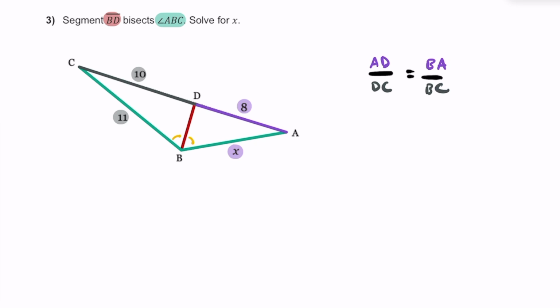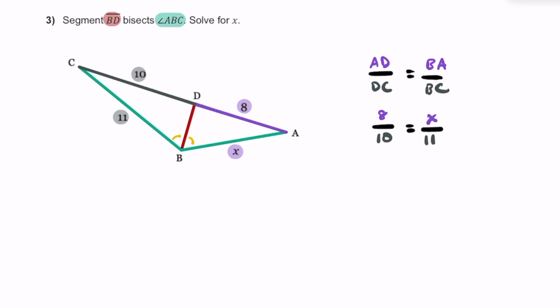If we go ahead and make some substitutions here, AD we know is equal to 8. Let's go ahead and substitute in 8 here. DC we know is going to be 10, so substitute that in as well. For AB, that's going to be X, so let's go ahead and just leave that as a variable for now. And then BC we know is going to be 11, so let's go ahead and substitute that in as well.